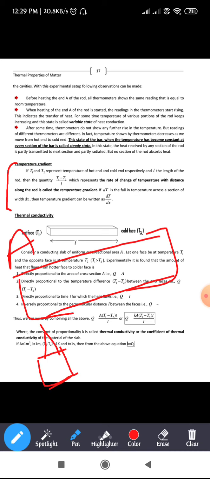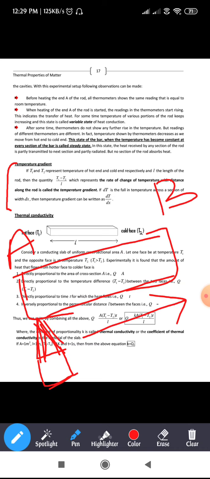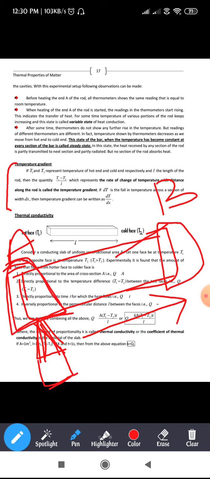This is the end A and this is the end B. So you are heating this end A of the rod. As you go away from the end A of the rod, the temperature keeps on decreasing, right? When you measure the temperature at end A and at end B, obviously at end A the temperature will be more compared to end B, right? That is what they have given. So as you go away along the rod, the temperature decreases.